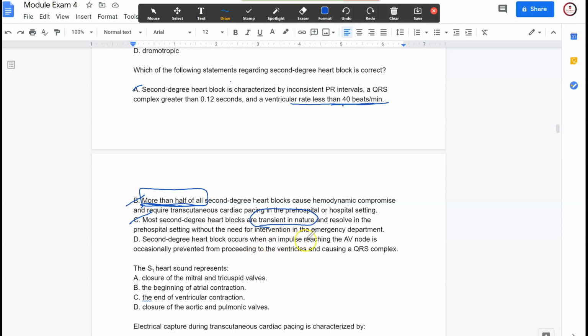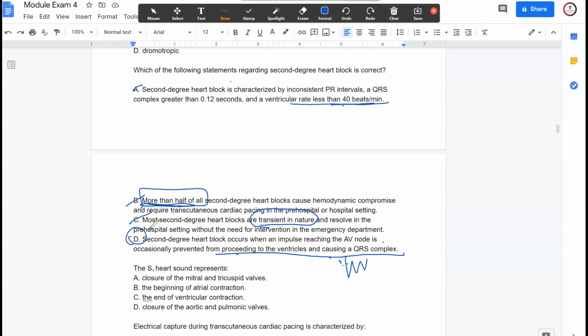Second-degree heart block occurs when an impulse reaching the AV node is occasionally prevented from proceeding to the ventricles, causing a QRS complex, right? That winky back, or even this second-degree type 1, type 2, right? You have that dropped beat. There's your answer.